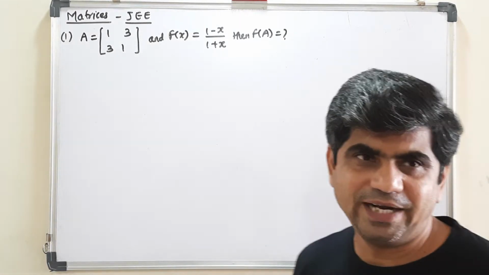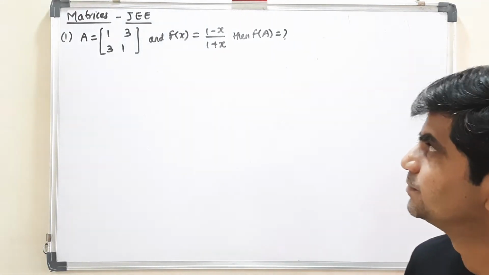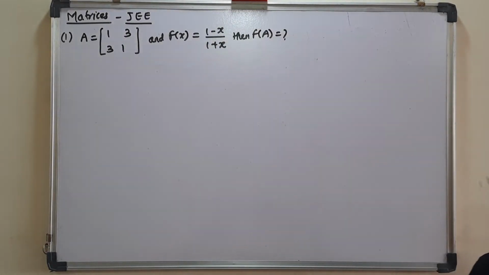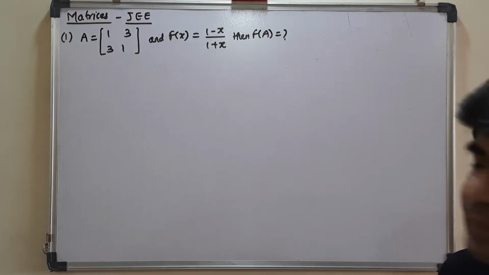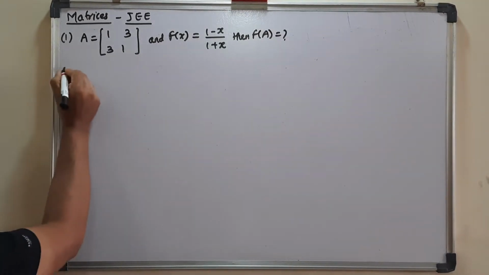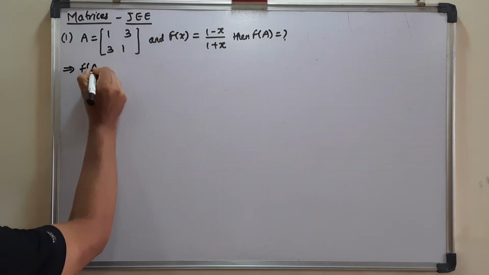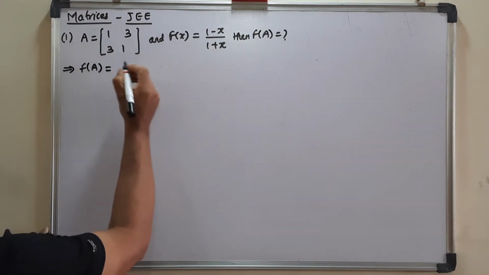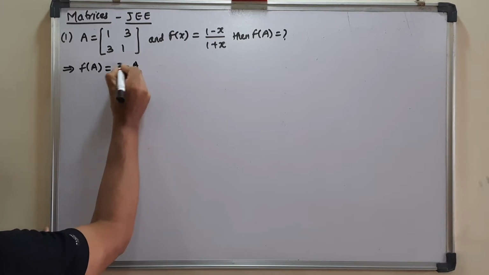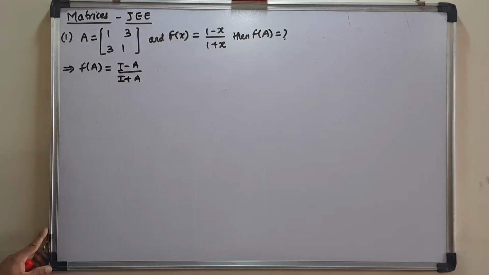Here I have written matrix A of 2 by 2 order, and the further definition is given: function of x is equal to (1 minus x) upon (1 plus x), and I need to find what is function of A. So here, my function of A according to the definition will become (1 minus A) upon (1 plus A). Obviously this 1 stands for your identity matrix.